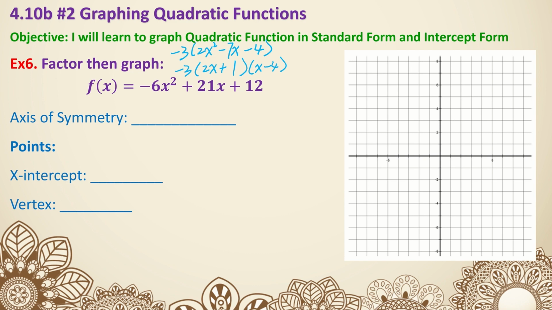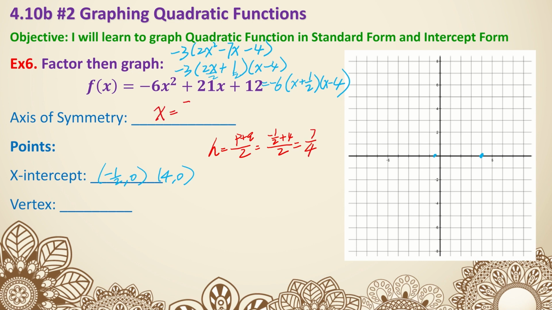That is not the intercept form. We're going to change into an intercept form, negative 6. Divide that parenthesis by 2, so it's x plus 1 half, and then x minus 4. So the two intercepts, we have negative 1 half, comma 0, and a 4, comma 0. Axis of symmetry, well, that's going to be our h, which is p plus q over 2, which is negative 1 half plus 4 over 2. That is 7 halves over 2, 7 fourths. x equals 7 fourths. We're going to need to do a little bit of estimation.